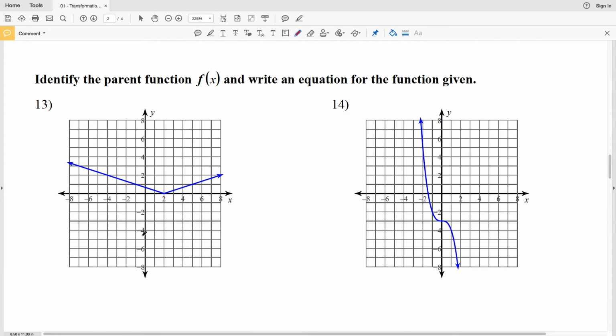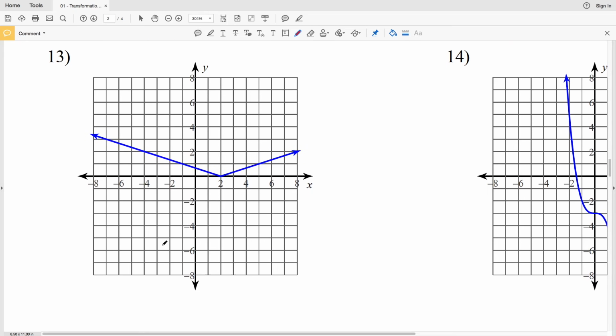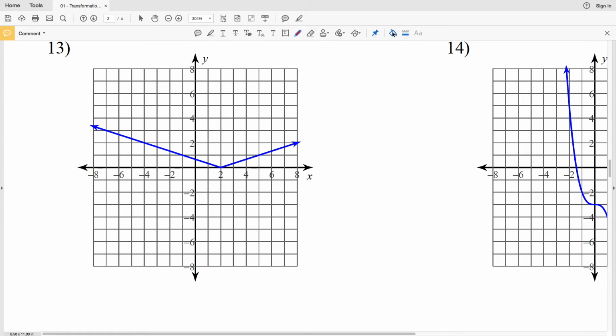For 13 and 14, we're going to need to identify the parent function f of x and then write an equation for the given function. 13, it's rather easy to identify that parent function because there are only so many functions that hit a point but stay positive afterwards on each side. And if you recognize it, the absolute value function has that shape of a V. So our parent function is f of x equals the absolute value of x. That is our parent function.